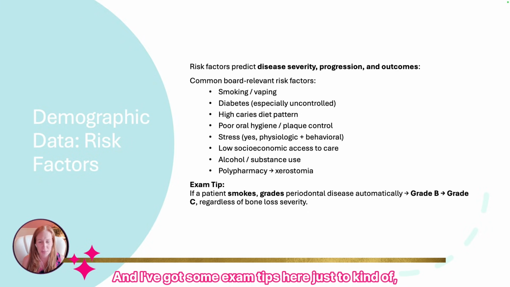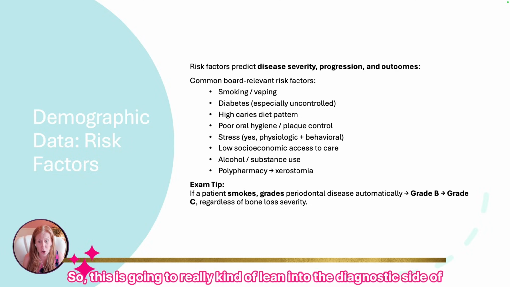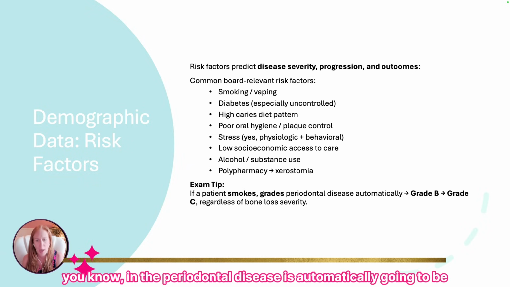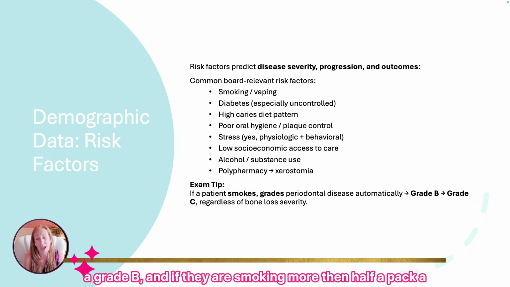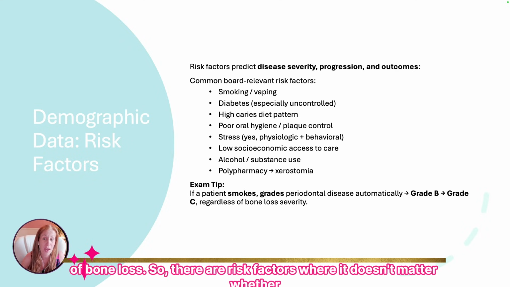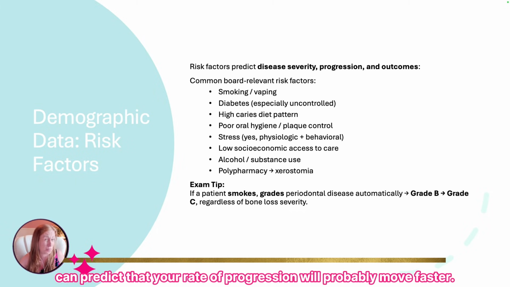And I've got some exam tips here just to kind of trickle out a little bit of important information. So this is going to really kind of lean into the diagnostic side of things when it comes to staging and grading, but know that a patient who's a smoker, in the periodontal disease is automatically going to be a grade B. And if they are smoking more than half a pack a day, they're going to go up to a grade C, regardless of the amount of bone loss. So there are risk factors where it doesn't matter whether we're seeing aggressive bone loss or not, because you have this risk factor, we can predict that your rate of progression will probably move faster.